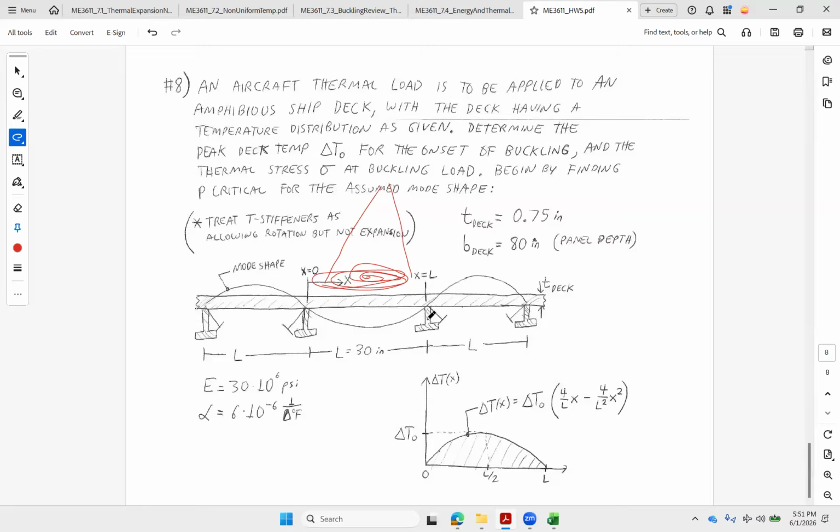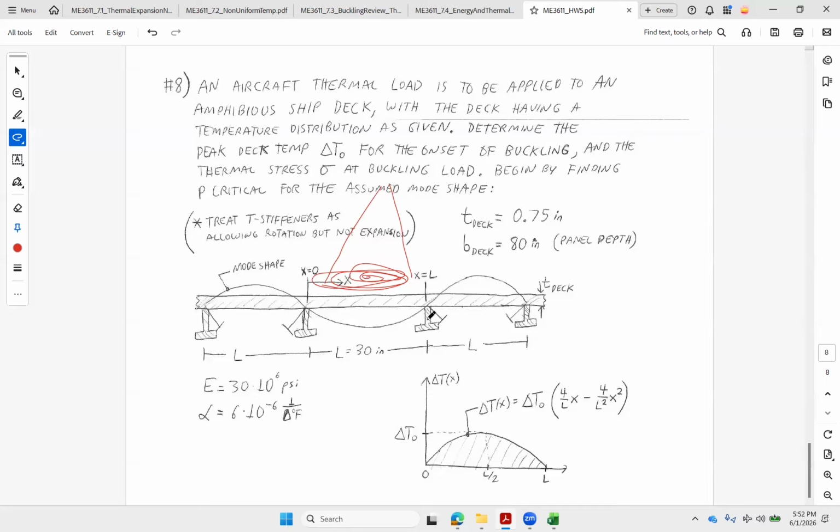And then we've got a distribution for the temperature, hottest at the center of the exhaust plume and then tapering down to no delta T on the sides. So we can set this one up for a 0 total displacement. We've got our delta T of X. And it's some max delta T naught in the middle, and then it tapers off to 0 with this quadratic. So we want to solve for what delta T in the center there will cause this section of the flight deck to buckle. So figure out that delta T, then we get the force and the thermal stress at buckling. And then we've got that problem.